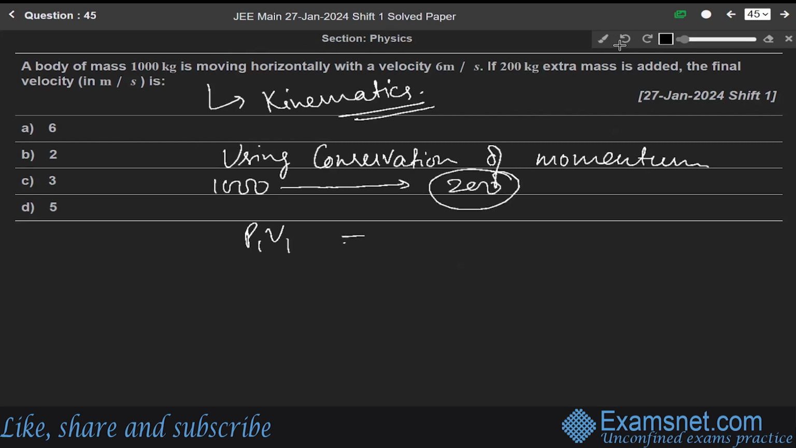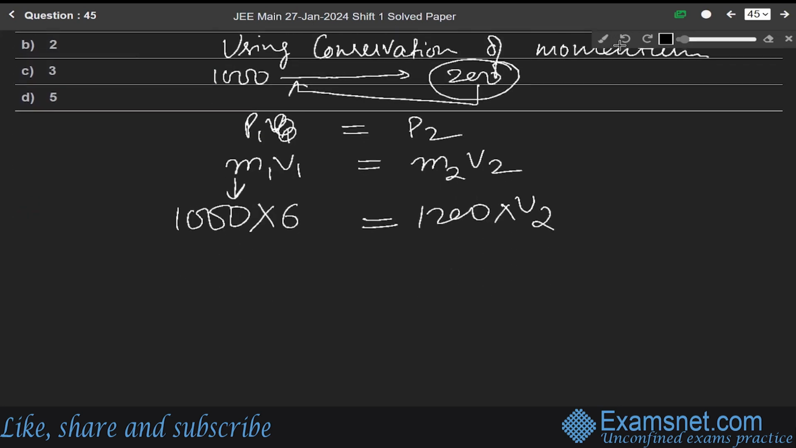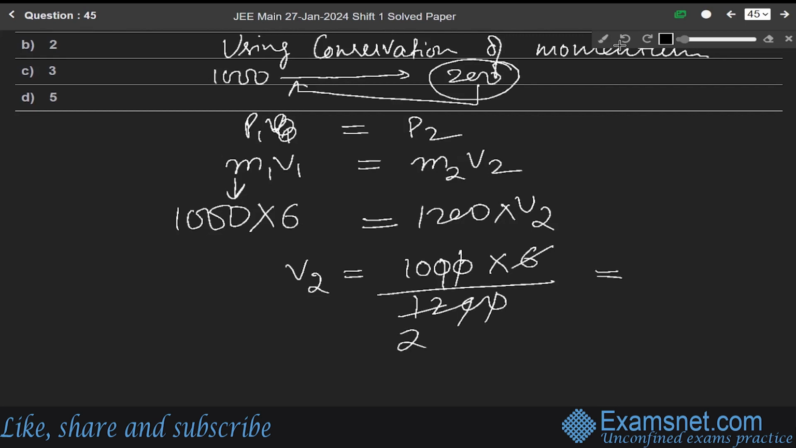So initial momentum will be equal to final momentum. Initial momentum is what? M into V, means M1 V1 is equal to M2 V2. At the starting point, the mass is 1000 kg and velocity is 6 meter per second. After that, 200 kg mass is also added to it. So 1000 plus 200 means 1200 into velocity V2. We have to find the final velocity. So V2 will be equal to 1000 into 6 divided by 1200. So it will be what? 5 meter per second. So our correct answer is option D, that is 5 meter per second.